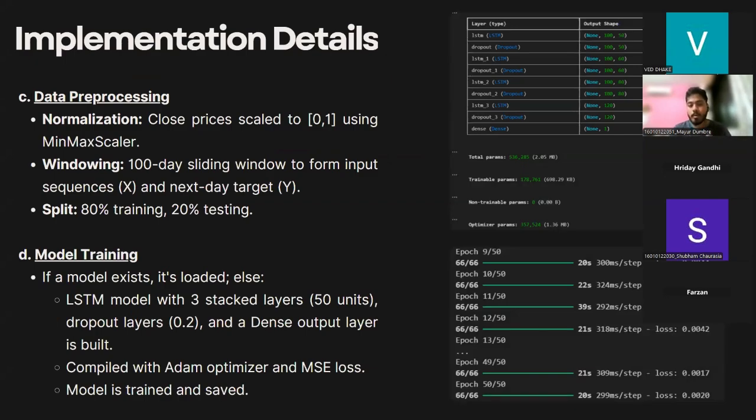Here we talk about how the close prices are scaled between 0 and 1 using MinMaxScaler. A 100-day sliding window creates input sequences. We either load a pre-trained model or build a new three-layer LSTM, that is long short-term memory, with dropout and a dense output. The model is compiled with the Adam optimizer and MSE, that is mean square error loss.